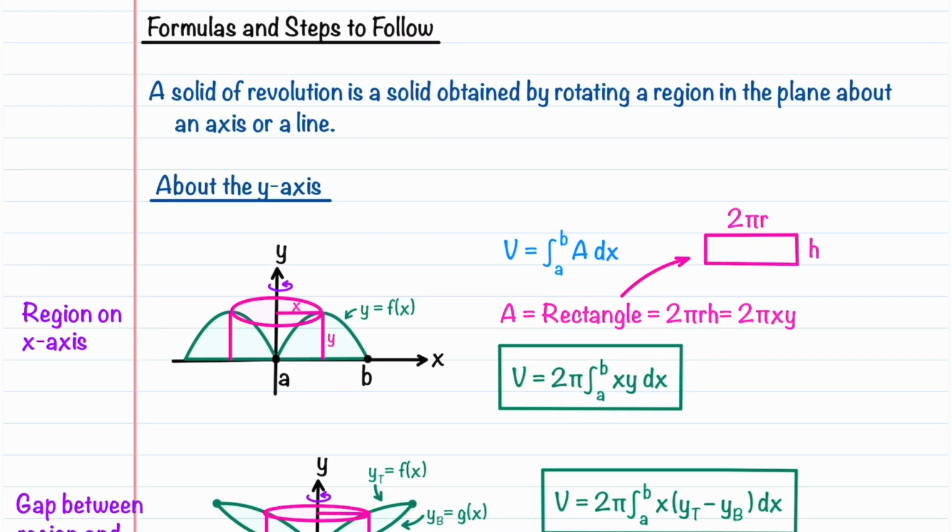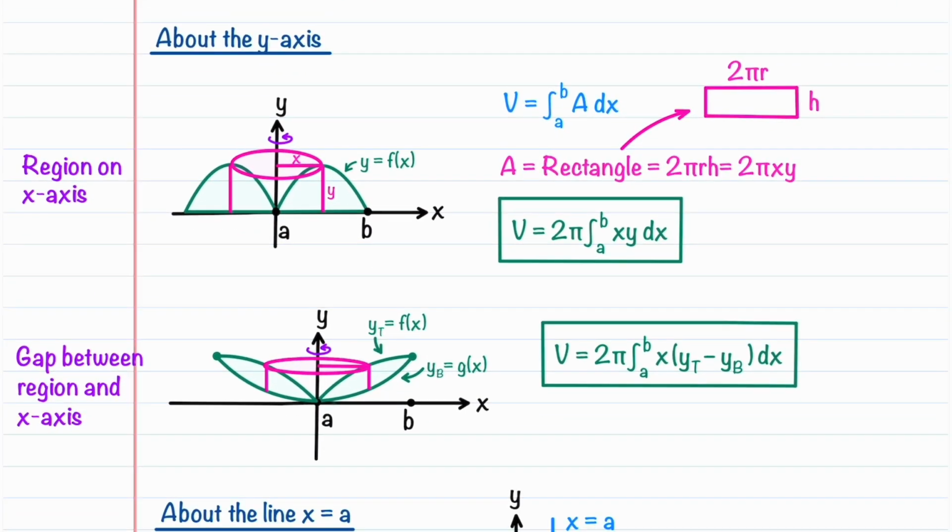Let's go over the formulas and steps that you can follow for finding the volume of a solid of revolution using cylindrical shells. A solid of revolution is obtained by rotating a region in the plane about an axis or a line. Let's first go over the formula for rotating a region about the y-axis.